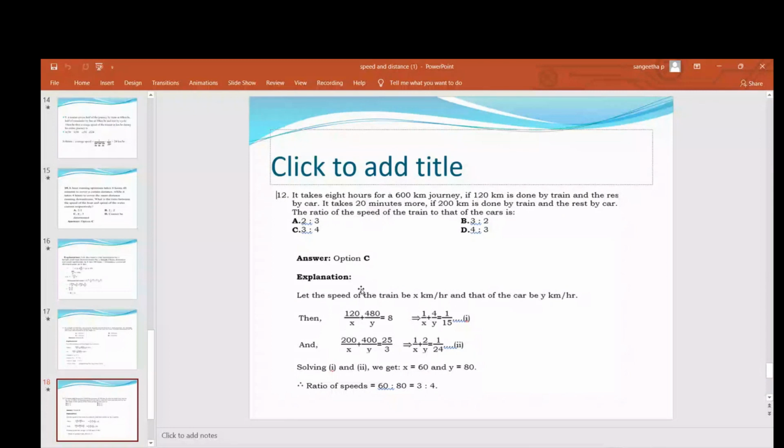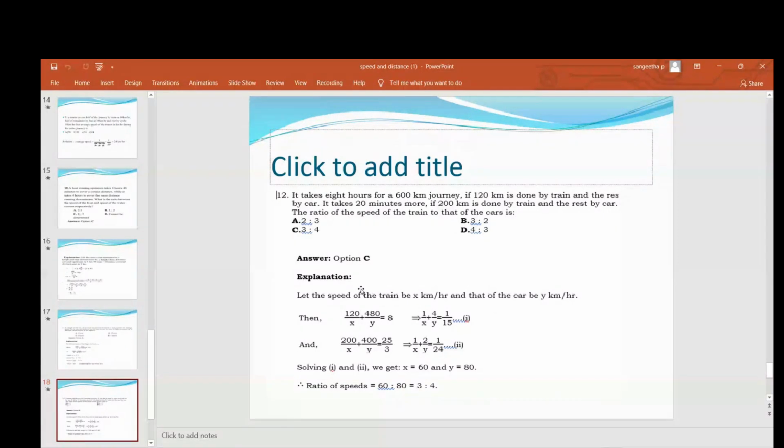So it takes 20 minutes more if 200 kilometer is done by train and the rest by car. So when it takes more time, it will take 20 minutes more, if 200 kilometers is done by train and the remaining is done by car. So the ratio of the speed of the train to that of car we have to calculate now.